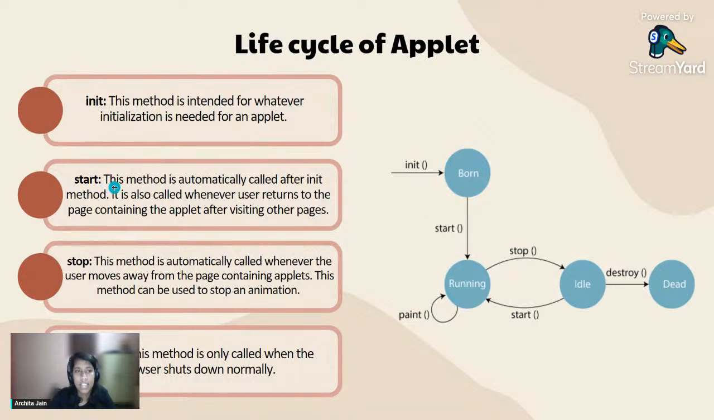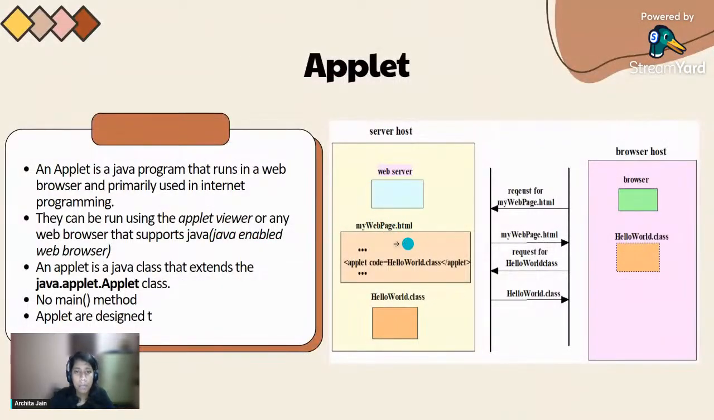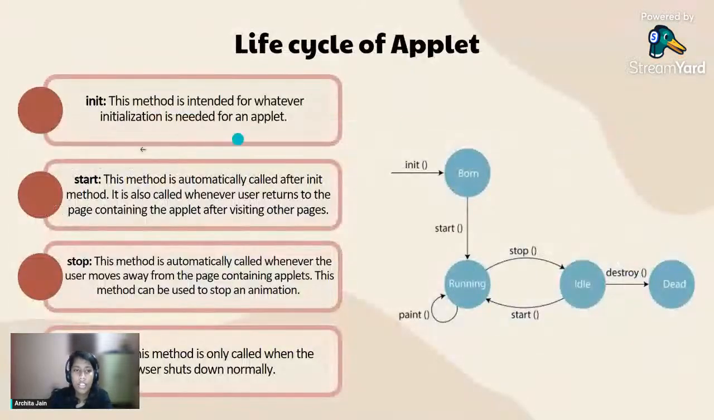उसके बाद we are starting it. This method is automatically called after the init method, right? Like we can see over here, it is also called whenever the user returns to the page containing the applet after visiting other pages. हमने अभी देखा था सर्वर और ब्राउजर होस्ट वाला सीन. जब हम ब्राउजर पे थे, we were requesting for a web page, right? एंड वेब पेज को हम रिक्वेस्ट कर रहे थे, तो सर्वर क्या कर रहा था, उस वेब पेज को ढूंढ के उसमें जो एप्लेट क्लास थी, उसे वापस रिटर्न कर रहा था. तो लाइक दैट ओनली आपने इनिशियलाइज कर दिया. उसके बाद you are starting it, मतलब your server will return whatever was written inside the applet class.